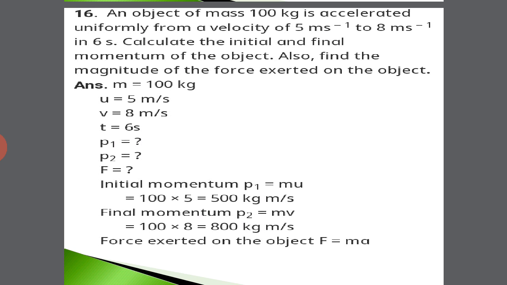M is equal to 100 kilogram, U is equal to 5 meter per second, V is equal to 8 meter per second, T is equal to 6 seconds. P1 is mu, P2 is mv. Final, F is equal to change in momentum upon time. Initial momentum, final momentum. So change in momentum is 300. It is 300 upon 6 into 100. Mass 100 kilogram into acceleration, which is change in velocity, V minus U, upon T. 300 upon 6, then it is 100 into 50. It is 5000 Newton will be the force exerted on the object.